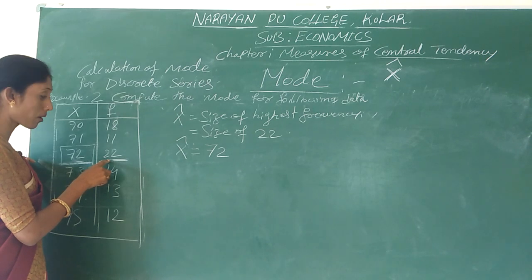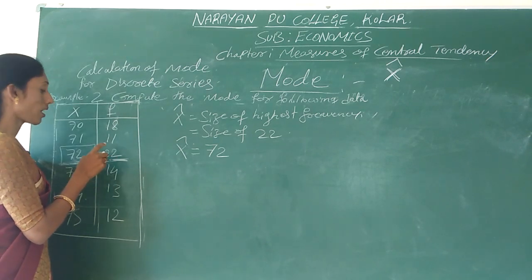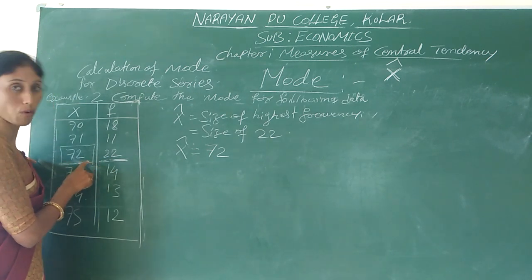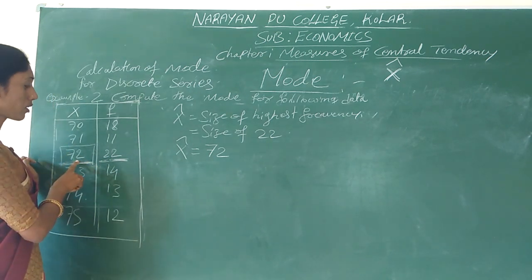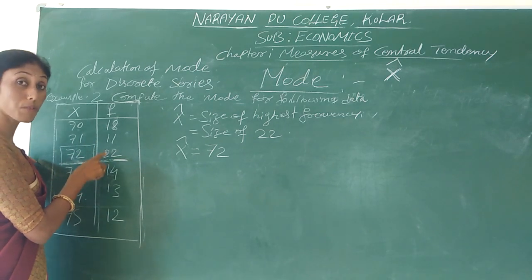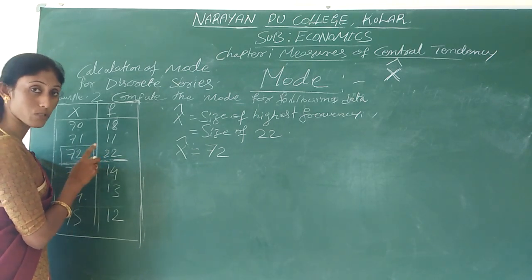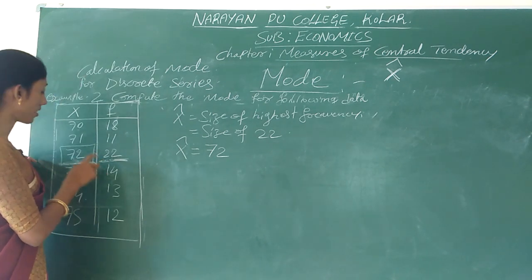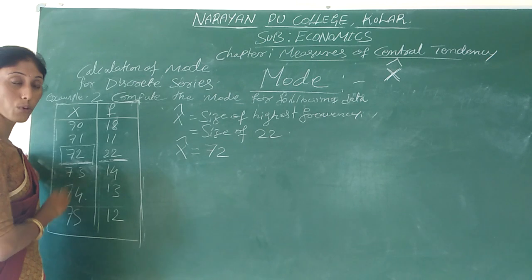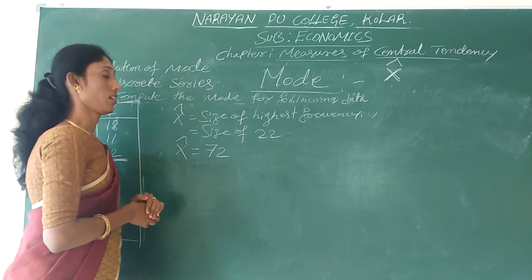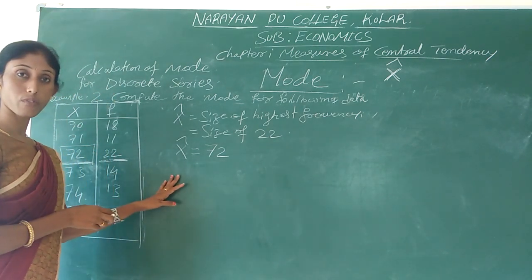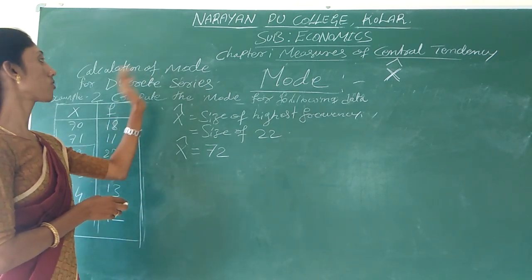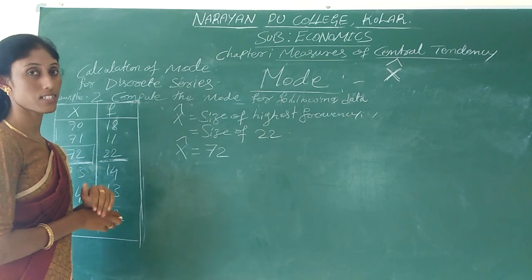How many times did it appear? 22 times. That is the highest frequency, and the size of highest frequency will be the mode. Got it? Because 72 appeared 22 times, that is what we call frequency, right? Where the frequency is highest, the corresponding value will become the mode. I hope you understood how to calculate mode for the discrete series. Now we'll move on to how to calculate the mode for continuous series data.